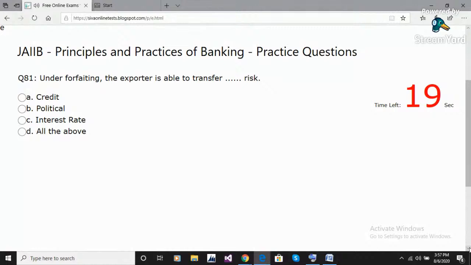Under forfeiting, the exporter is able to transfer risk. Option A credit, Option B political, Option C interest rate, Option D all the above. Answer D all the above.